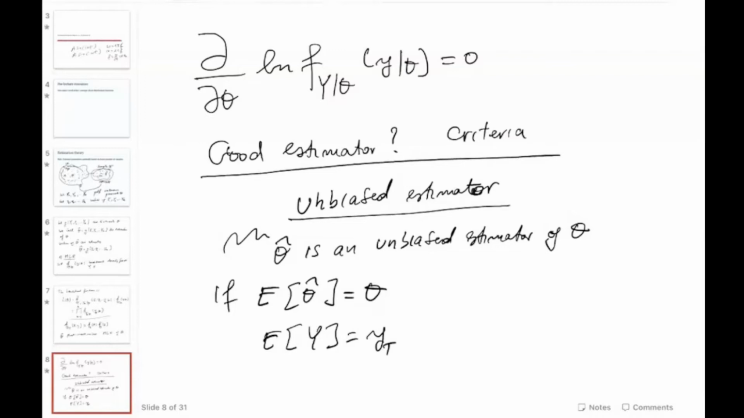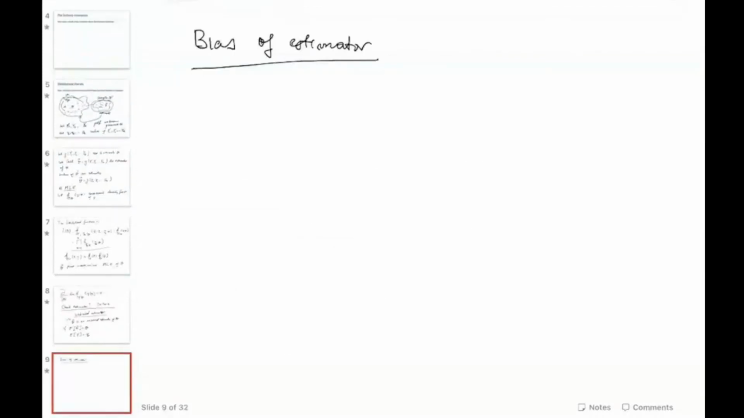So how do we define the bias of an estimator? In case the expected value of theta hat is equal to theta plus some bias of theta, so the expected value is not exactly theta, but you have theta plus something.